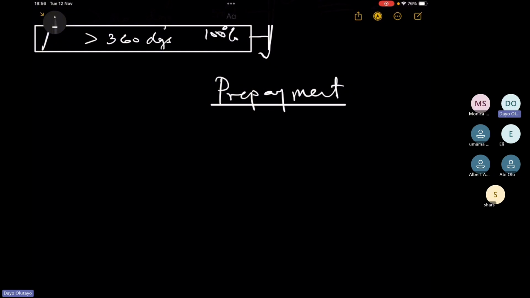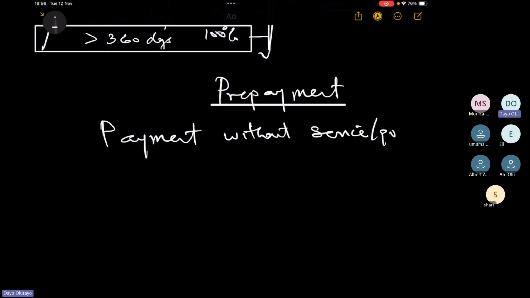Because if you don't understand that as well, you cannot test. So, prepayment is a payment without service or goods. Which means you're expecting all of this to come in the future.